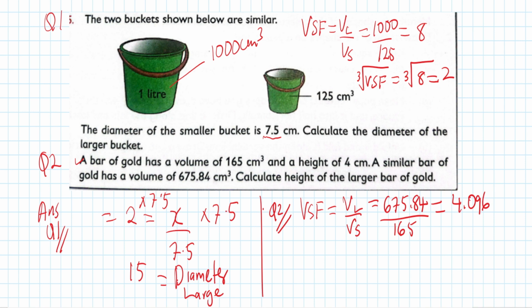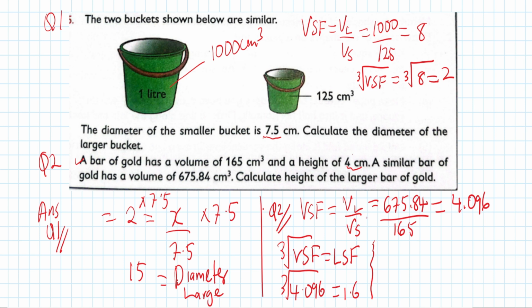Now we need to find the linear scale factor, or at least to get the height of the larger bar. You can't get a height if you don't know the linear scale factor. So the cube root of the volume scale factor will give us the linear scale factor. So the cube root of 4.096 is equal to 1.6.